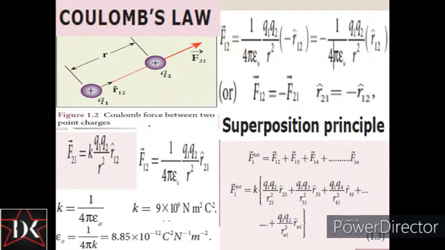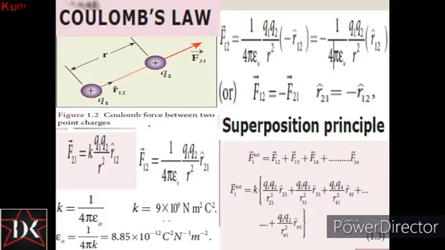Like charges repel each other, unlike charges attract each other. A positively charged object attracts a negatively charged object. What is the cause for this attraction or repulsion? There is a force which is acting, a force which is attracting or repelling. This force is nothing but electrostatic force. The magnitude and direction of this force was first deduced by Coulomb in the year 1786.